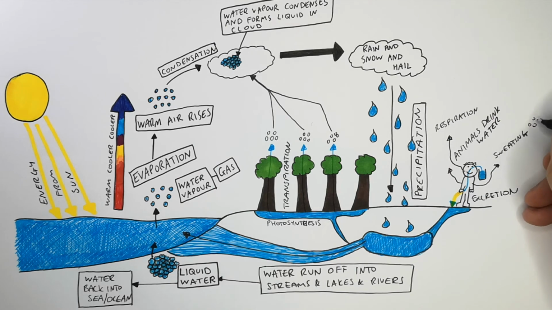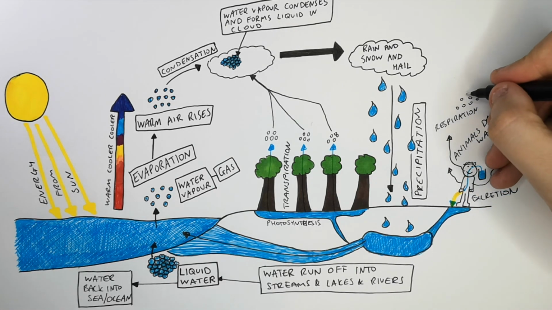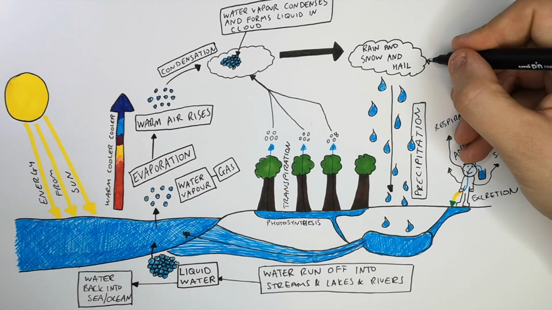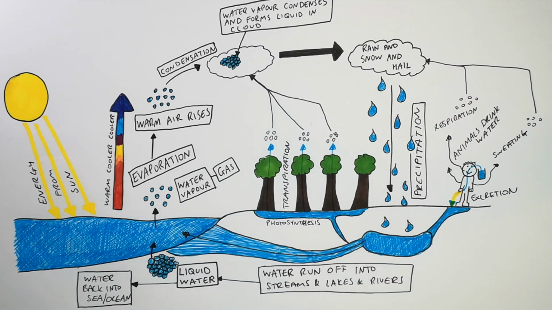And this water vapor is going to rise, condense, and then form rain as clouds and fall as precipitation back into the seas and oceans and lakes and rivers. This is how water is cycled around our Earth.